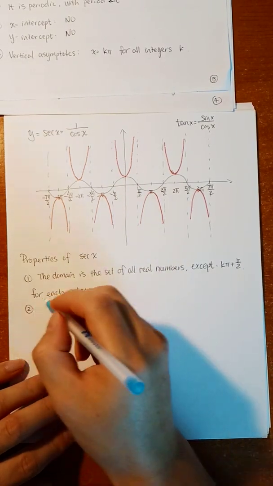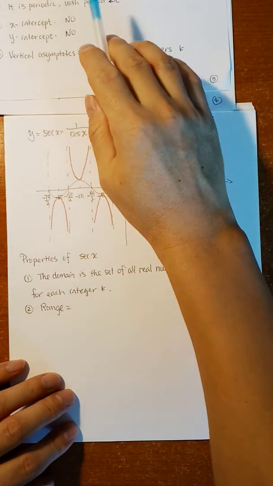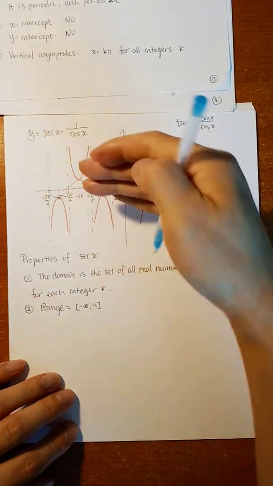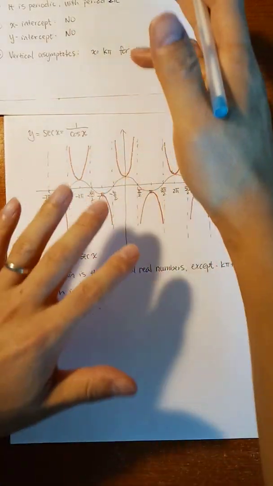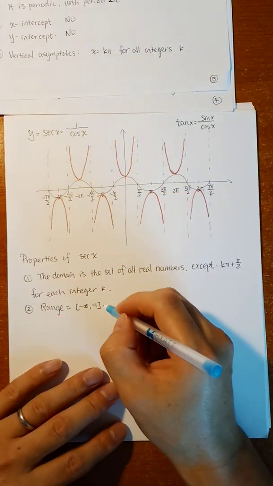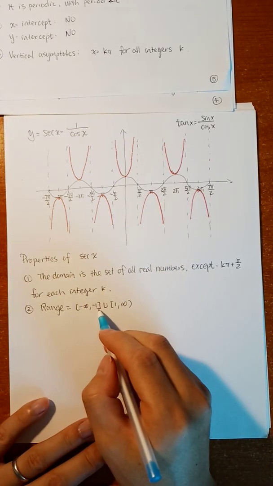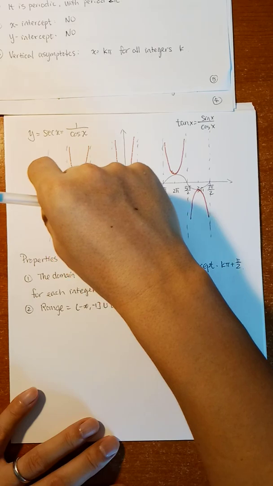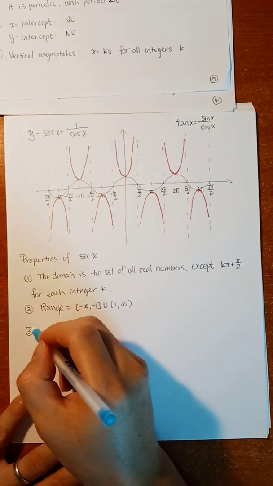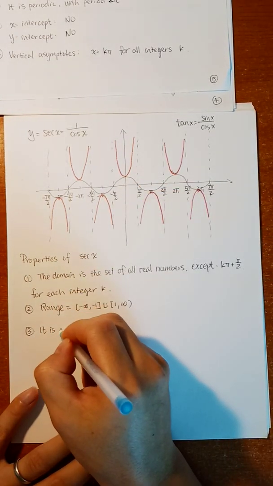2, the range. The range is identical to the range of a cosecant. It's from negative infinity to negative 1, because it also has two different pieces. One is below the x-axis, one is above the x-axis. It's from negative infinity to negative 1 and from 1 to positive infinity. The graph misses the middle band. And this one is an even function. It is even.